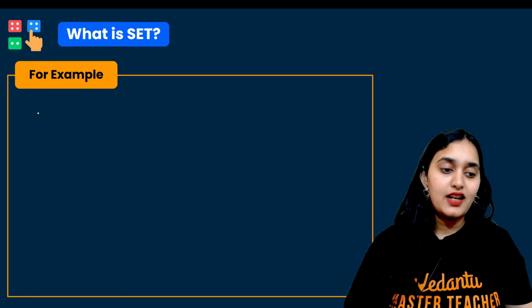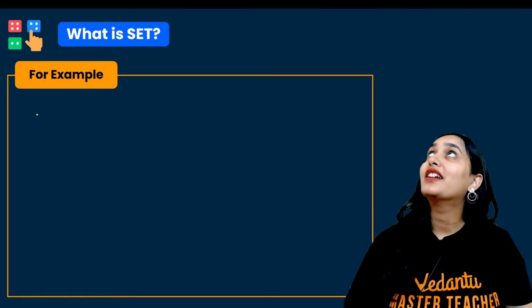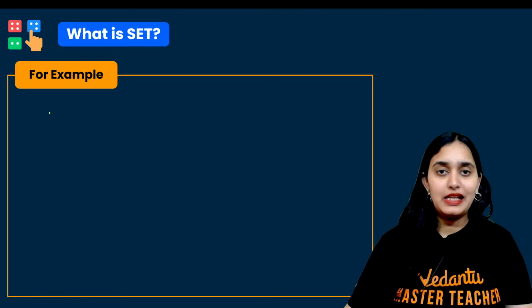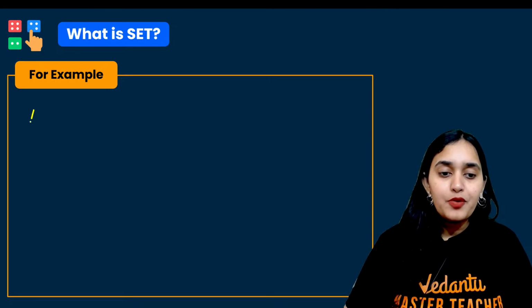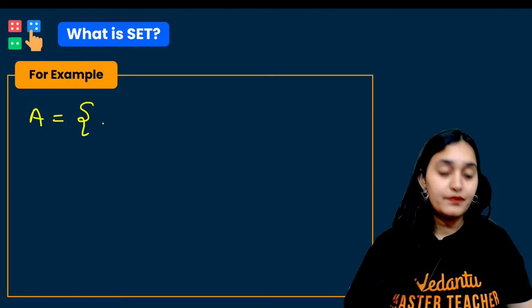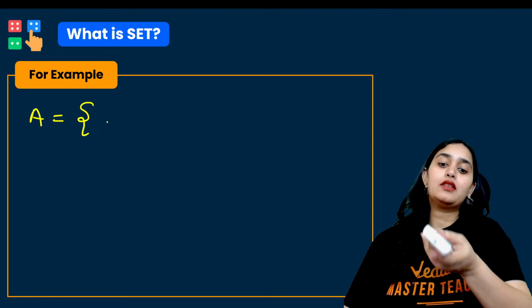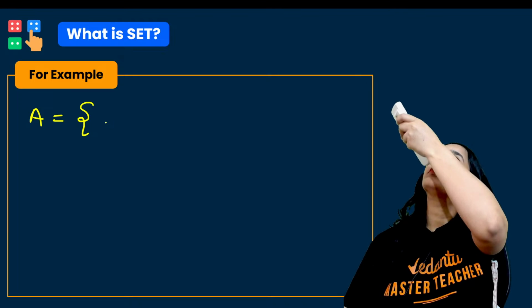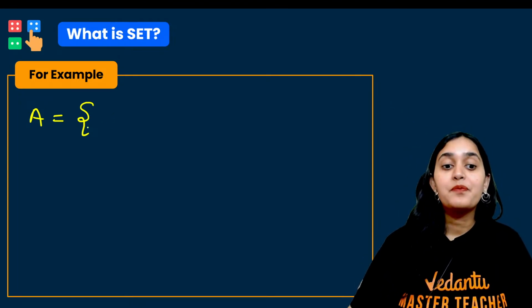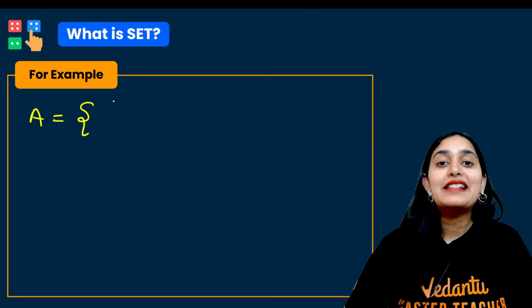Electricity gone and now it's back. Okay. Yeah. Give me 1 second. Electricity fluctuating.